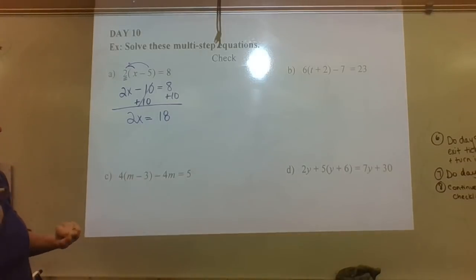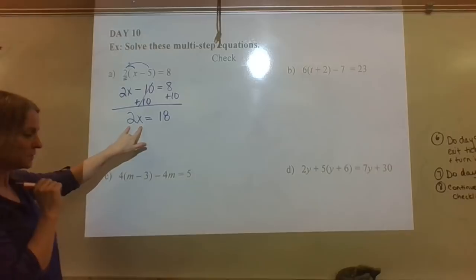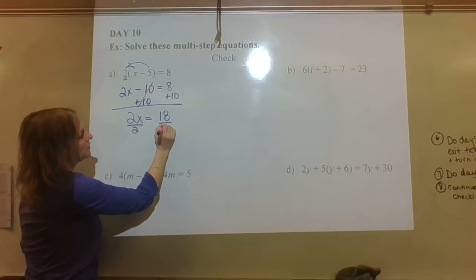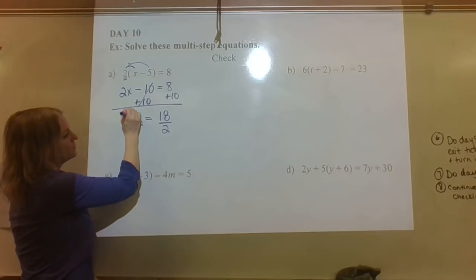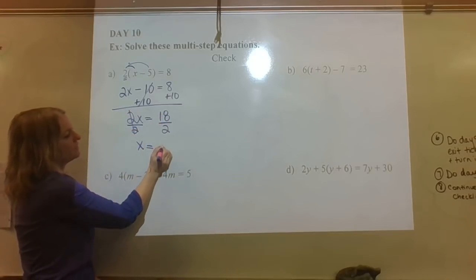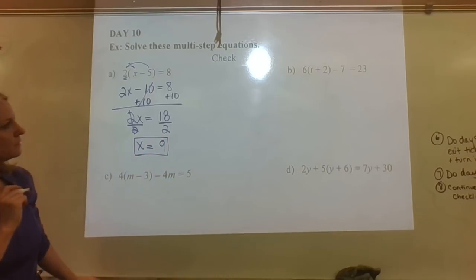All right, and then 1 step left. This is 2 times x, so the opposite multiplication would be division. So we divide by 2 on each side. So divide by 2 here, divide by 2 here. 2 divided by 2 cancels and makes 1x, or x equals then 18 divided by 2, which is 9. Okay, so we get 9 as our answer.